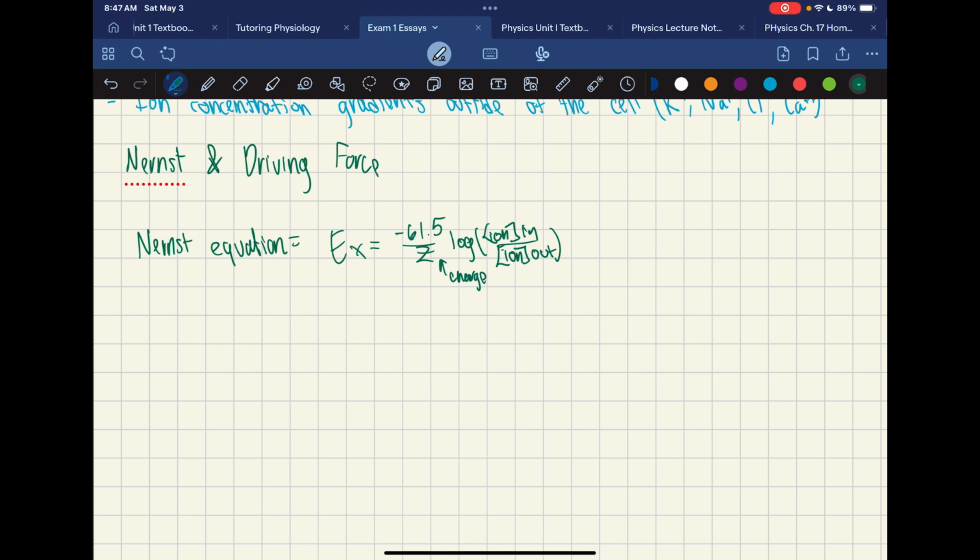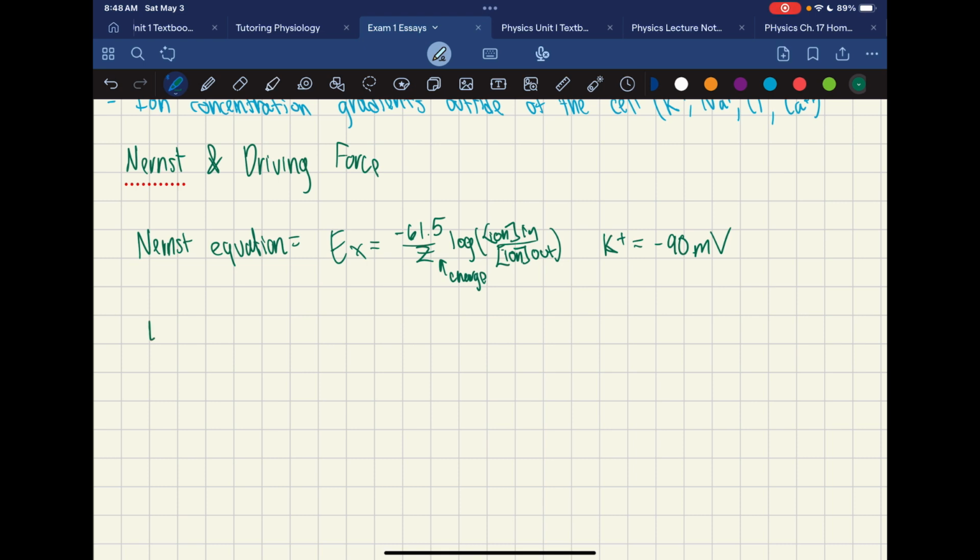So this calculates the equilibrium potential for a single ion. So this is where the voltage has no net ion movement. Okay? So this is basically like what we talked about when we meant that potassium has that negative 90 equilibrium potential. So that's where it wants to be, because that's where there is no net ion movement.